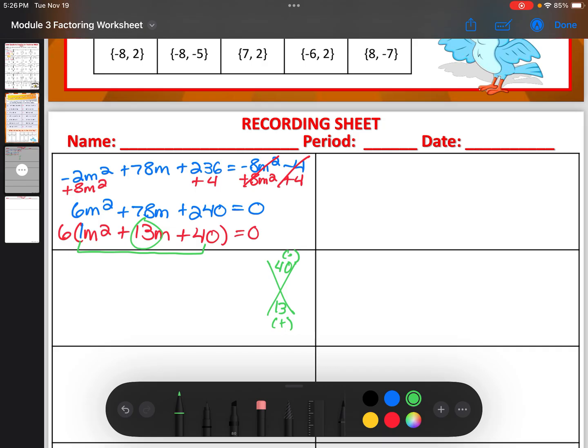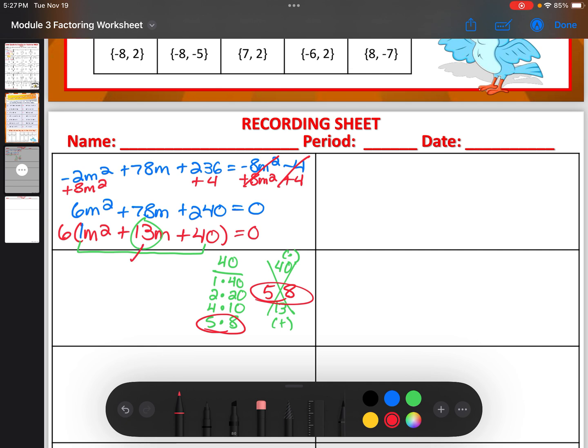So I'm thinking here, what are some factors of 40? And I've got 1 times 40. I've got 2 times 20. I don't think it divides by 3. I've got 4 and 10. I've got 5 and 8. And once you find a pair that adds to 13, that's your pair that works. 5 times 8 multiplies to 40 and adds to 13. So that's what we're going to use.